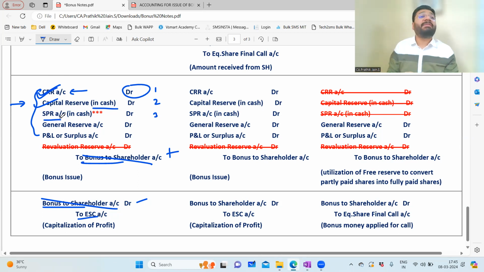This also should be received in cash, for listed companies. For unlisted companies, it may or may not have been received in cash; we are not bothered. So in which circumstances or scenarios is the security premium not received in cash? Tell me.